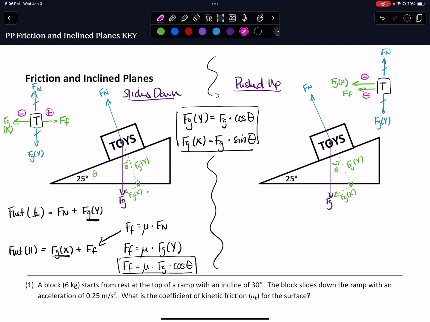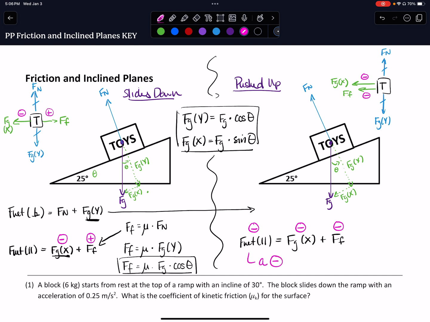If we come down to our F net equations, our F net perpendicular is exactly the same as this situation, so it's going to look just like this. Our F net parallel is also going to look the same. We're going to have the gravitational piece plus the frictional piece. The difference is the signs. For sliding down, we had a negative value for the x component of gravity and a positive value for the frictional force. Here we have a negative value for the gravitational piece and a negative value for the frictional force, which means F net has to be negative and your acceleration value is going to be negative.